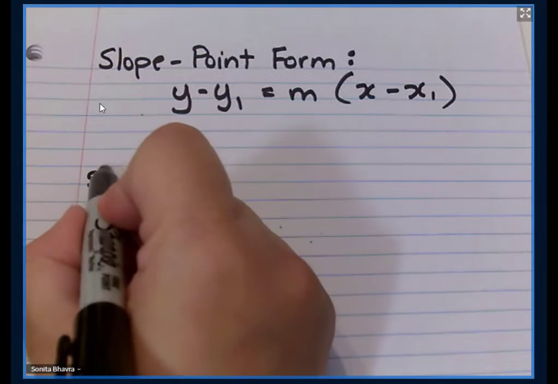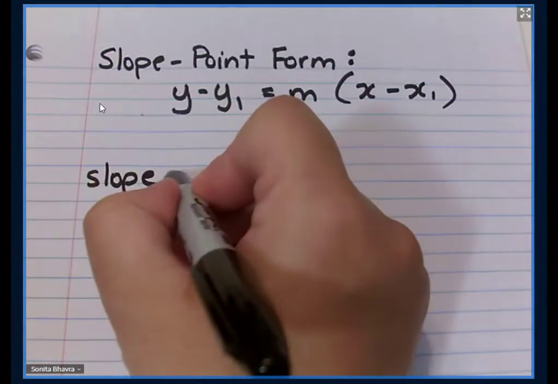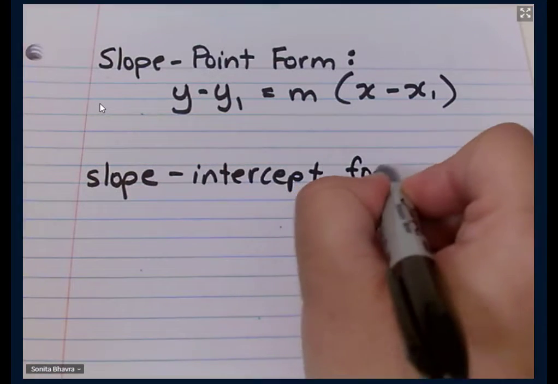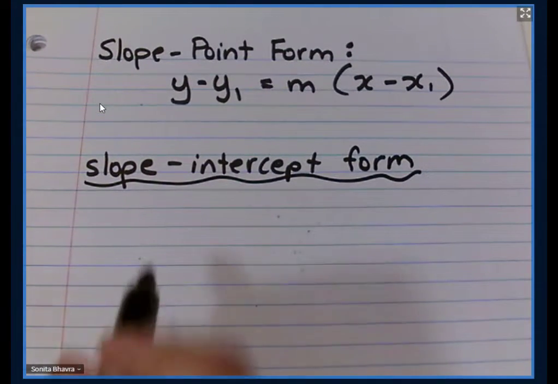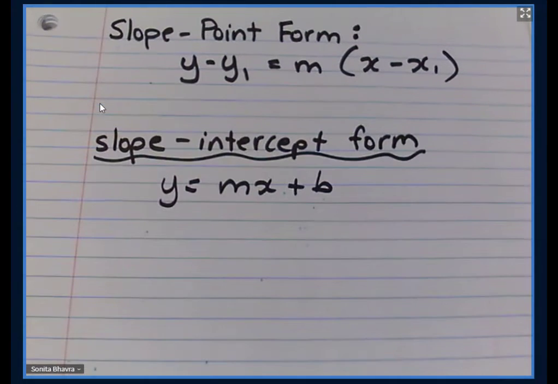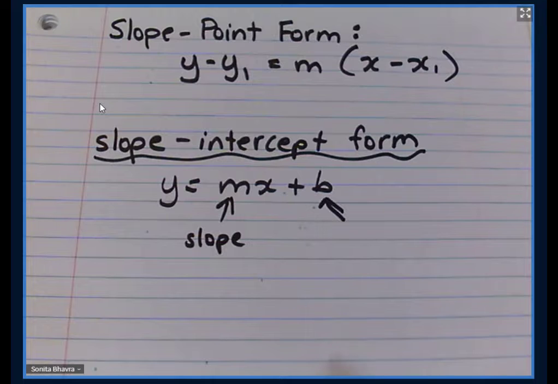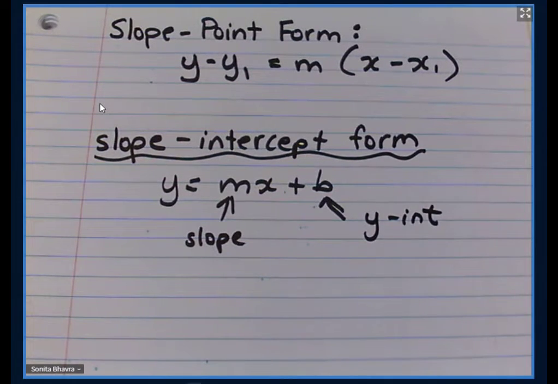The first was called the slope y-intercept form, or just the slope-intercept form. Recall that this form was y equals mx plus b, and it's called the slope-intercept form because m represents the slope and b represents the y-intercept, where the graph crosses the y-axis.